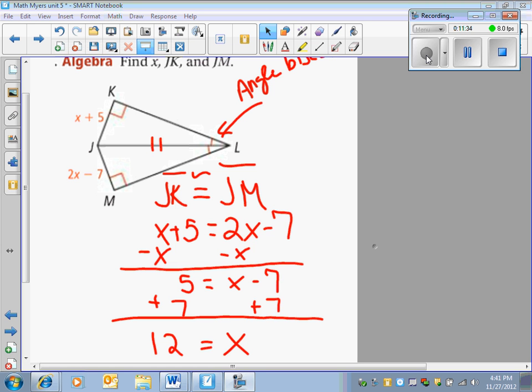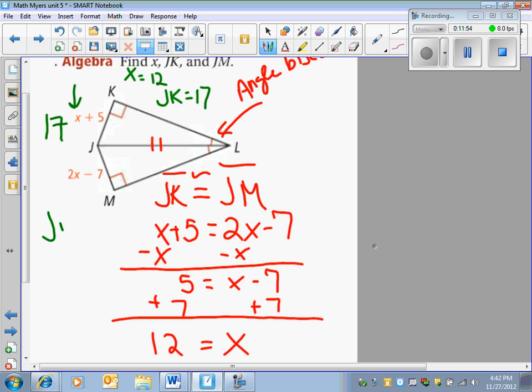The problem is that only answers one of the questions, which is x. So x is equal to 12. We've got to figure out what JK is. If x is 12, we're going to replace x with 12. 12 plus 5 is 17. So JK is 17. Well, if JK is congruent to JM, then what is JM? JM is 17.